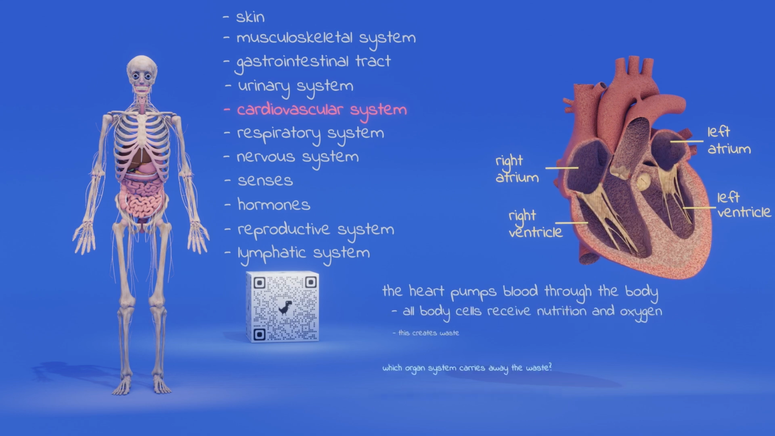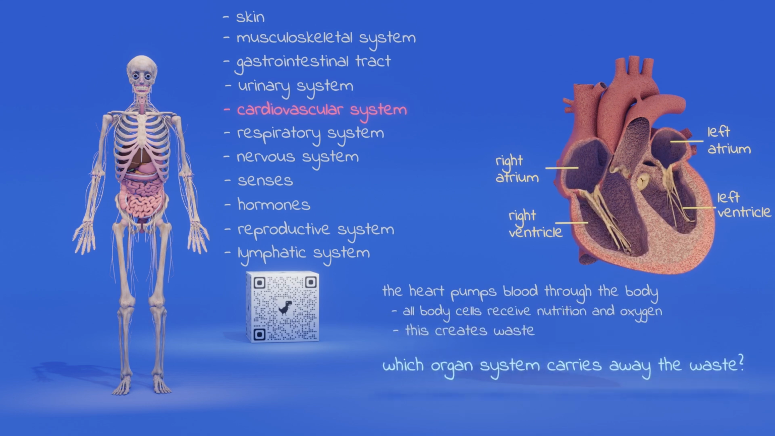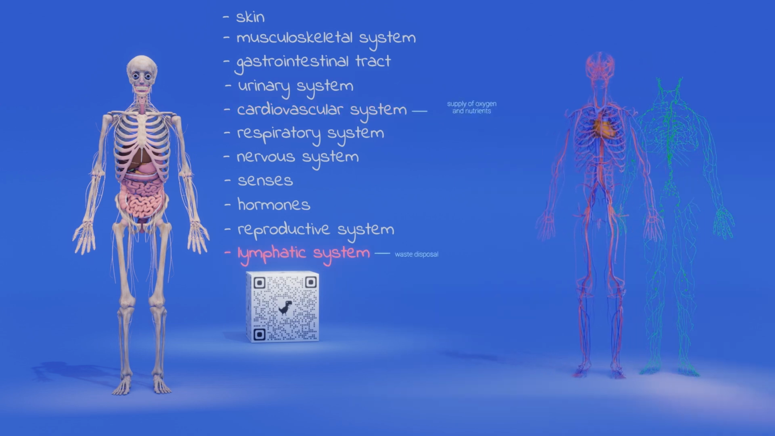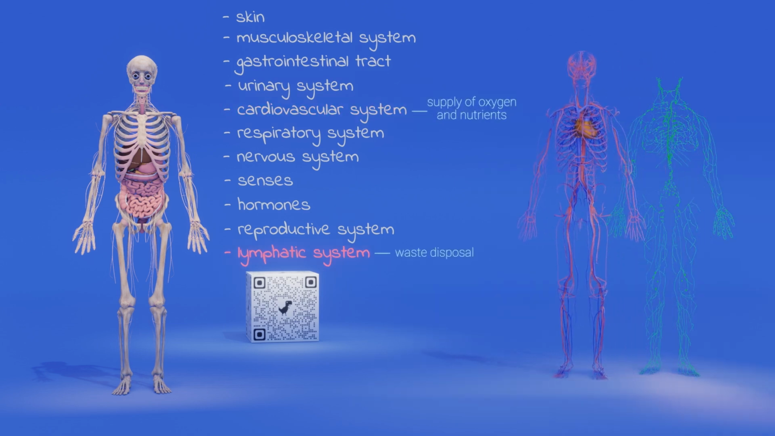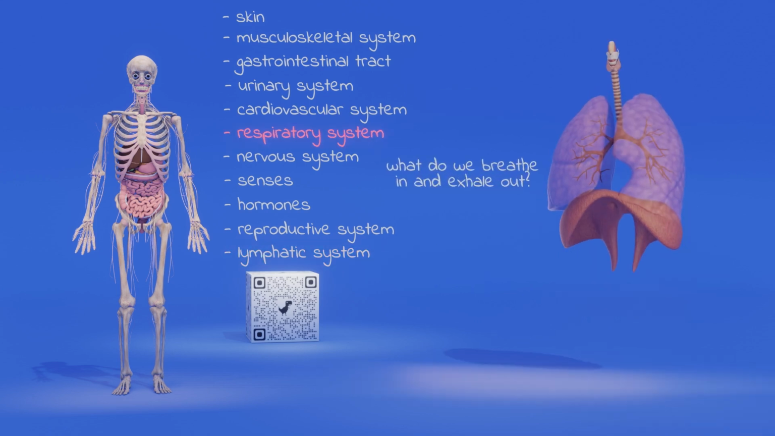That is not entirely true, because which organ system, for example, also absorbs waste? Absorbing waste from the body cells is one of the functions of the lymphatic vessels. So the circulatory system and the lymphatic system work together. And then we come to the respiratory system.